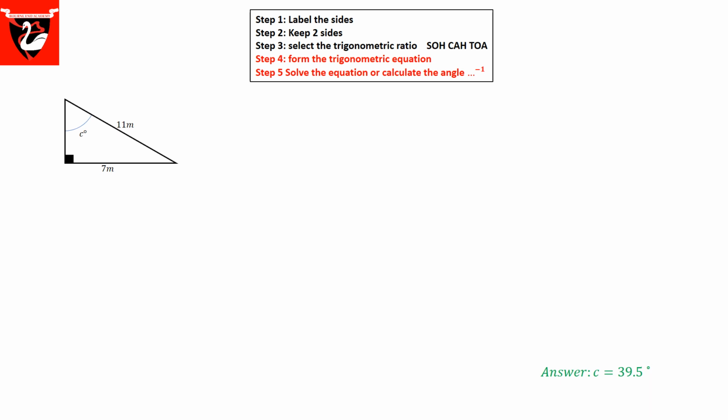Example number 3. Same method as before. You do it step by step. Step number 1, label the sides. You've got the right angle. Opposite the right angle is the side called the hypotenuse. You label it with H.